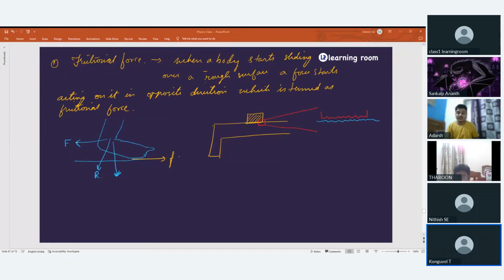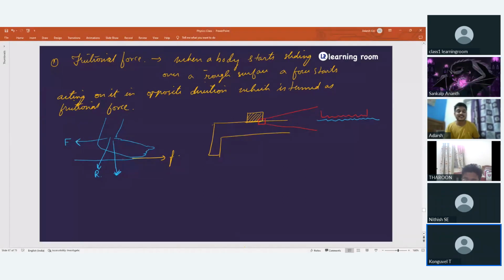Sir, I have a doubt. Sankalp has a tendency to laugh at everything. Friction has the same tendency to oppose everything. Sir, Sankalp. Sir, I have a doubt. Yeah.